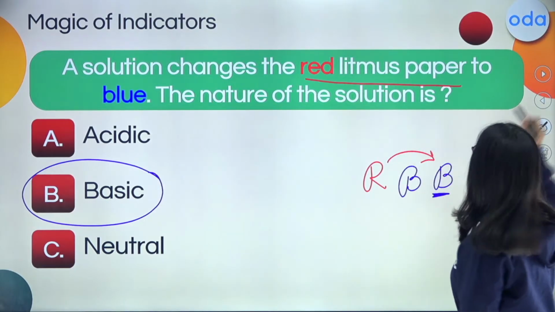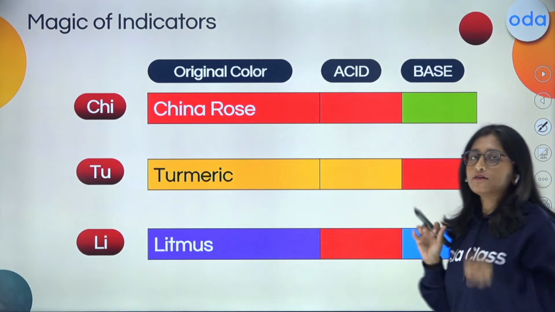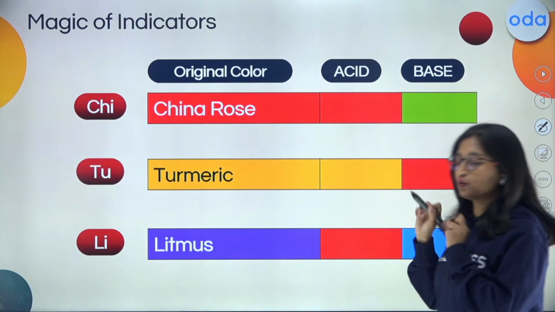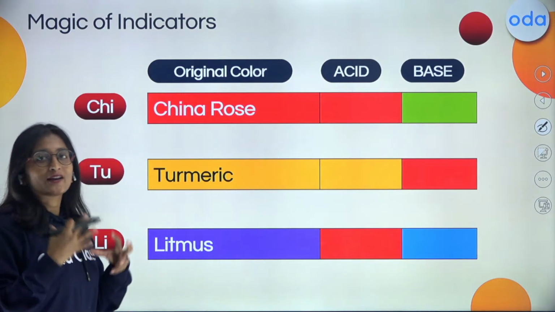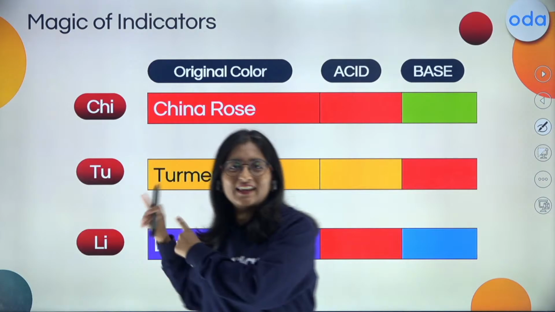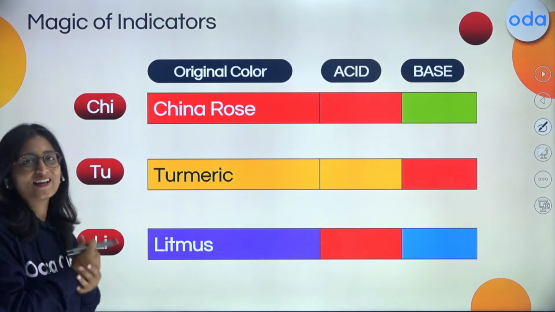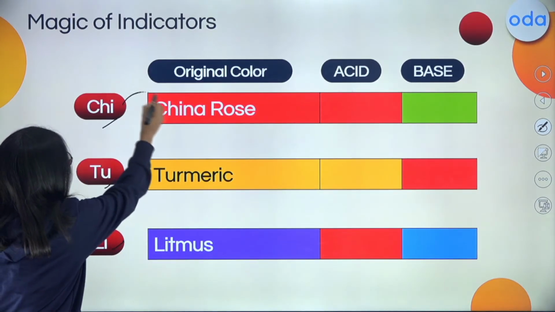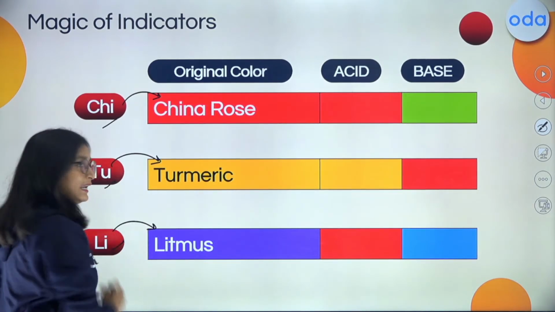So now you have got an idea, and here I am going to picturize the entire thing right in front of you. So what you have to do is just take a look at this. Chai to Li. If you are a fan of chai, this would be very easy for you. So here, Chai is for the China rose, Tu for turmeric, and then Li for the litmus.